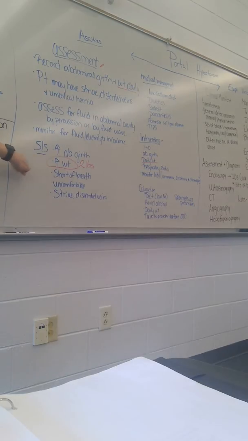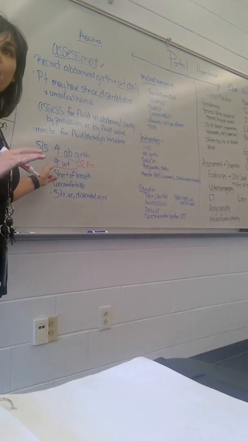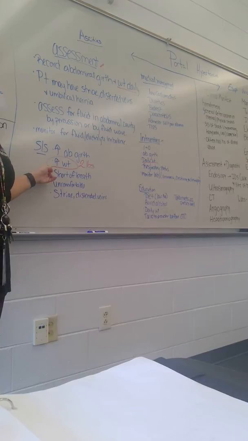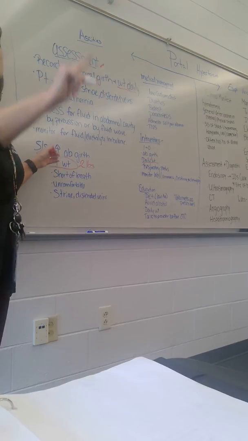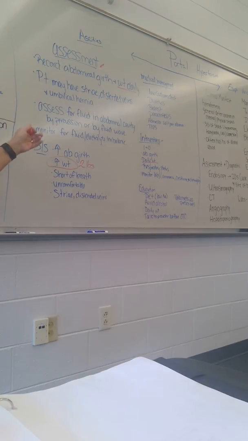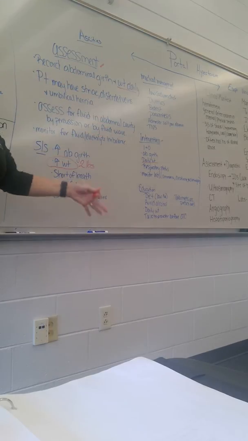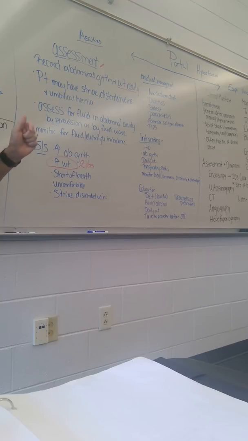Now, we can assess their daily weight in a couple of different ways. We can check it by standing scale or by bed scale. So if we're going to check their weight, when do we need to check it and how do we need to check it? What are some important things? First thing in the morning. Same clothes. Same scale. If we're checking them in the bed, what do we need to do? Same linens, same number of pillows, all of those things, okay?